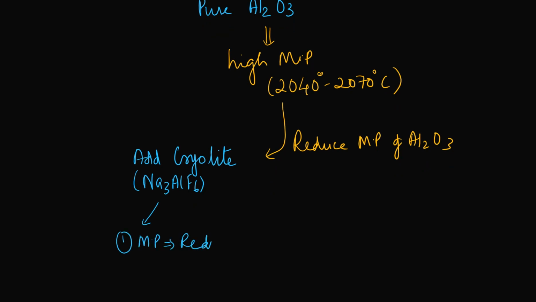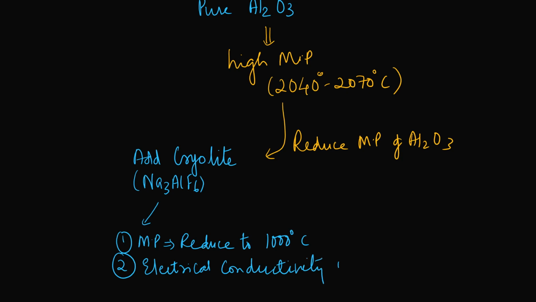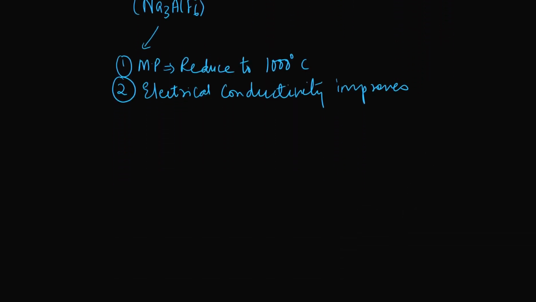to 1000 degrees Celsius, and secondly the electrical conductivity of the electrolyte also will improve. Okay, so that means it saves on our energy cost as well. So therefore we are adding cryolite to it, and then we can conduct the electrolysis.